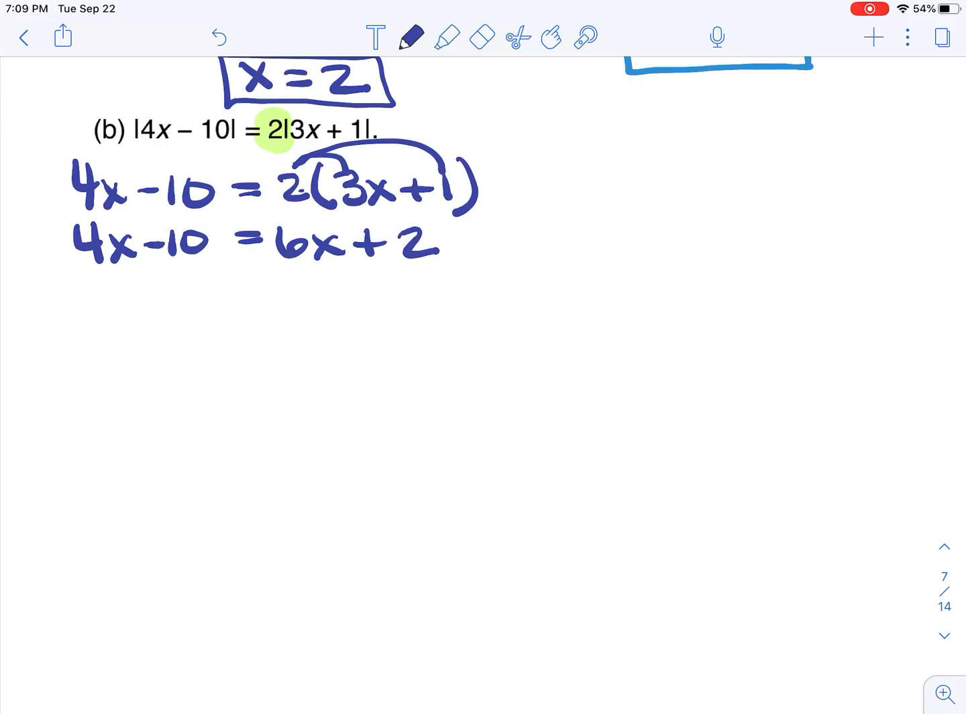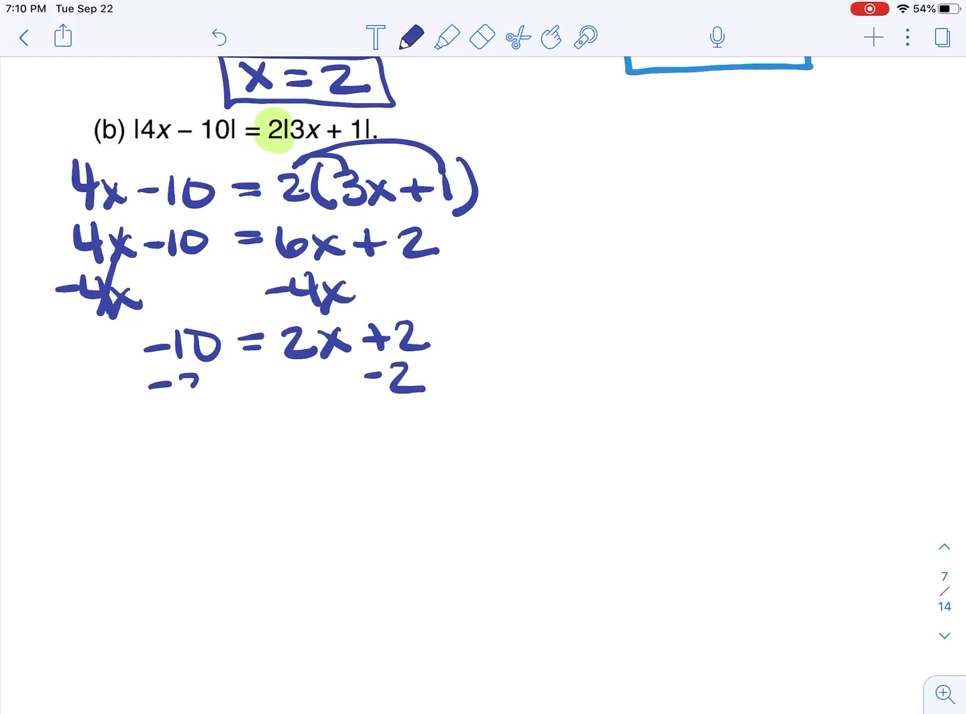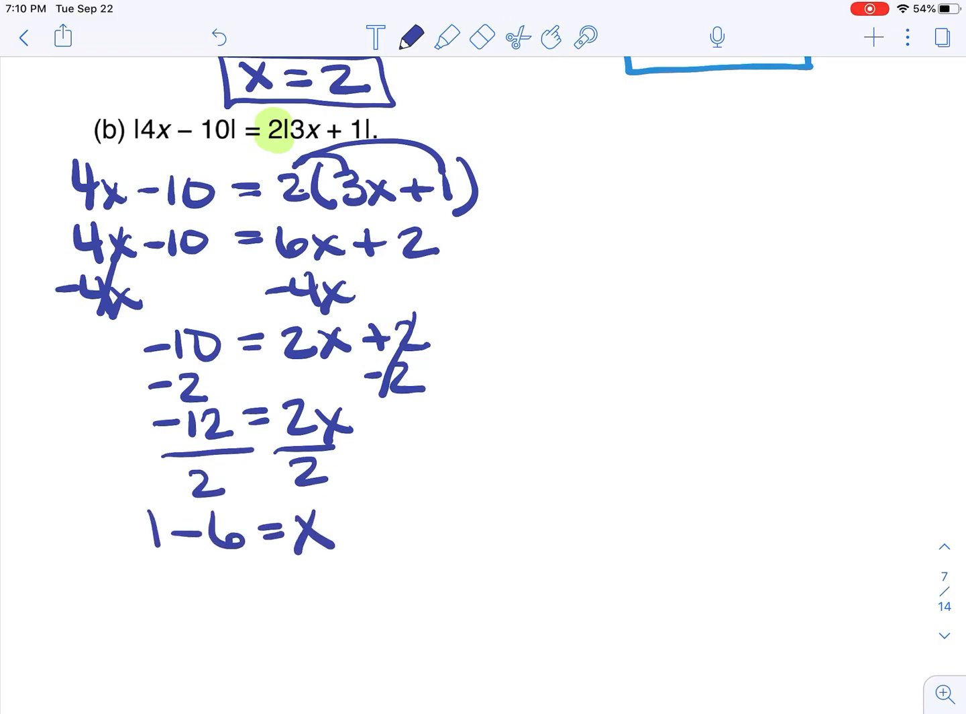Let's collect like terms. So I'm going to subtract 4x from both sides. Bring down the negative 10. This is going to be 2x plus 2. Now I'm going to subtract 2 from both sides to get rid of that. This is going to be negative 12 equals 2x. And the last thing is I'm going to divide both sides by 2. So x is going to equal negative 6. Okay, there is one answer.